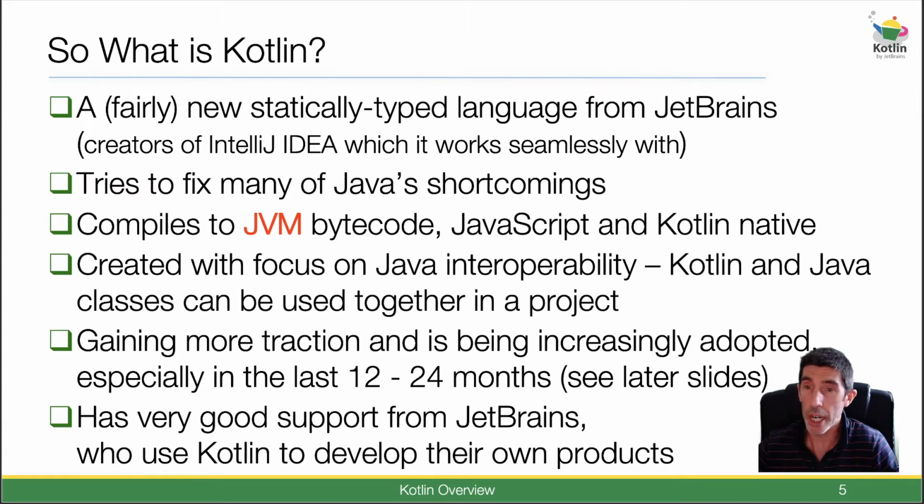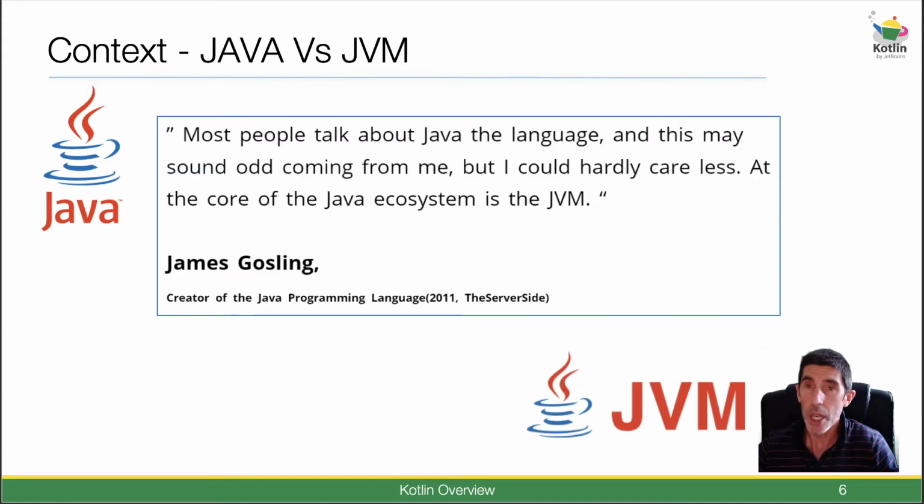It's gaining a lot more traction and is being increasingly adopted, especially in the last 12 to 24 months, because of announcements at Google I/O 2017. We'll come back to that in a minute. And it has very good support from JetBrains, who also use Kotlin themselves to develop their own products, which is very useful too. Now, we have a statement from James Gosling, the creator of the Java programming language.